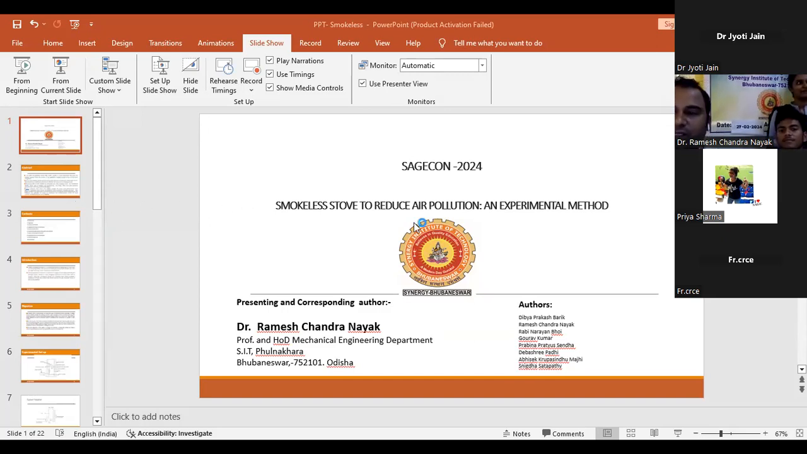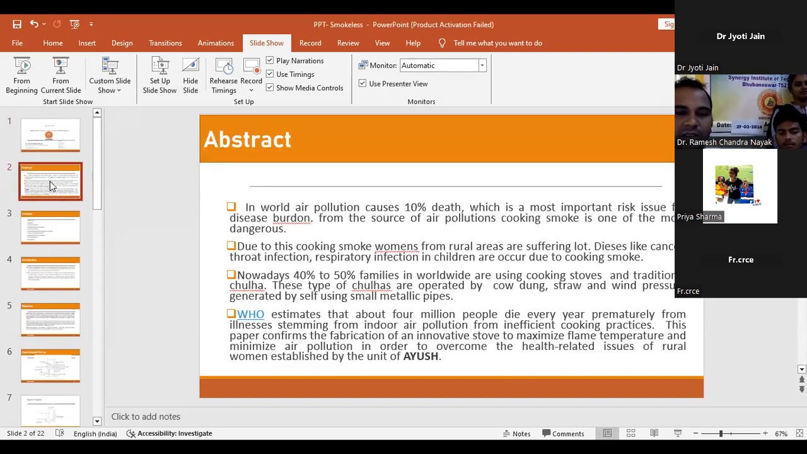This is a very new work, and it is a technology-based innovative work. From calculation and observation, it has been found that more than 10% of deaths occur due to air pollution. Traditional cooking using the traditional chula is one of the major sources of air pollution.